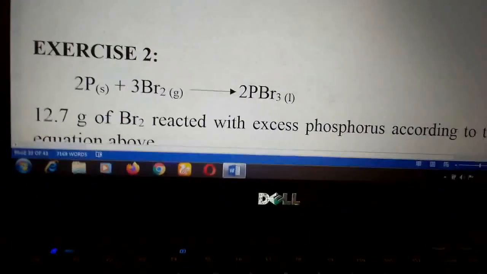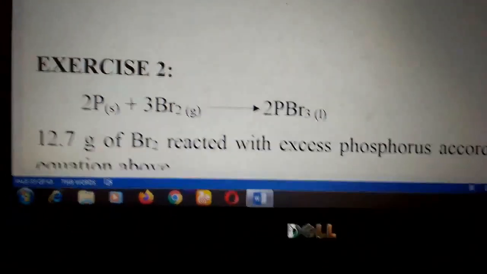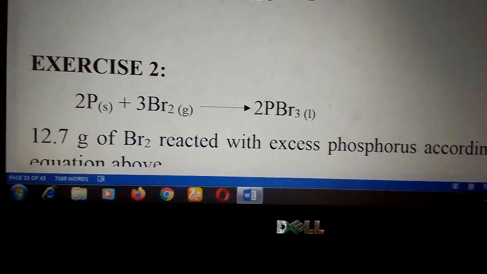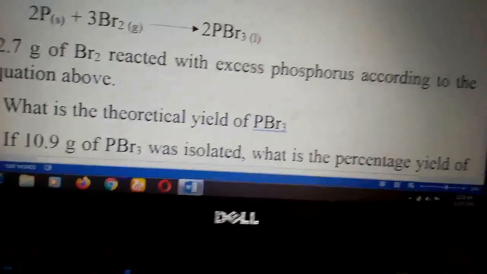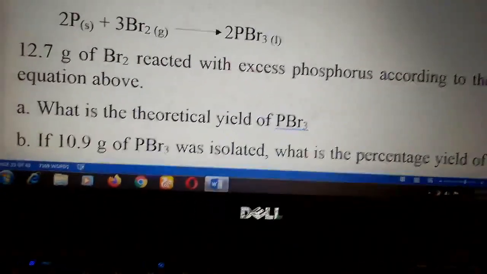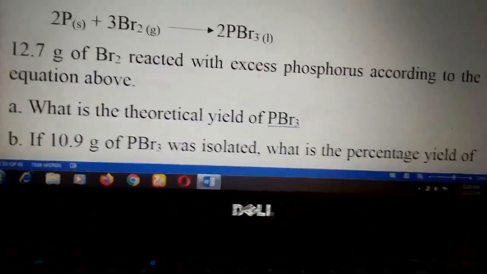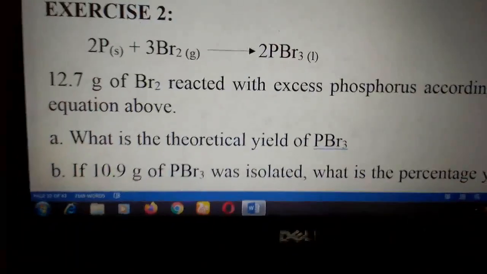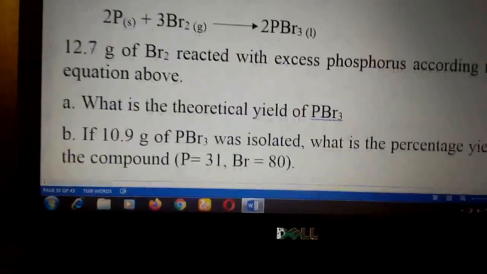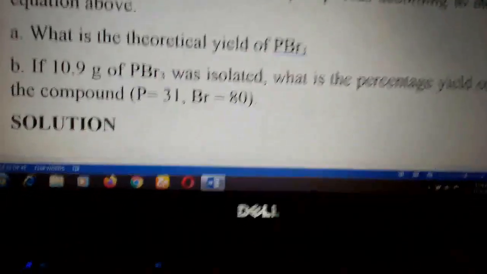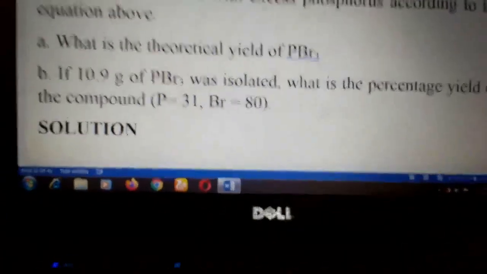Look at exercise 2. Exercise 2: we have 2 moles of phosphorus reacting with 3 moles of bromine to give us 2 moles of phosphorus 3 bromide. It says 12.7 grams of bromine reacted with excess phosphorus according to the equation below. So they gave us the mass of bromine here. And A says what's the theoretical yield of phosphorus 3 bromide. And then B says if 10.9 grams of phosphorus 3 bromide was isolated, what is the percentage yield of this compound?